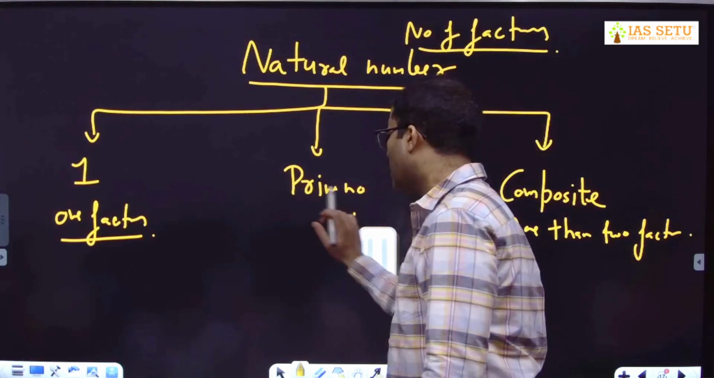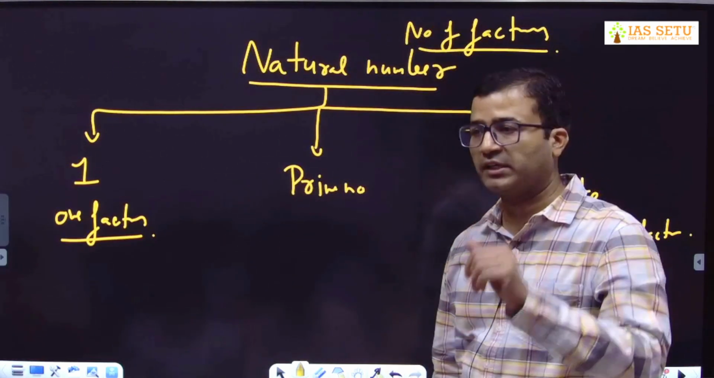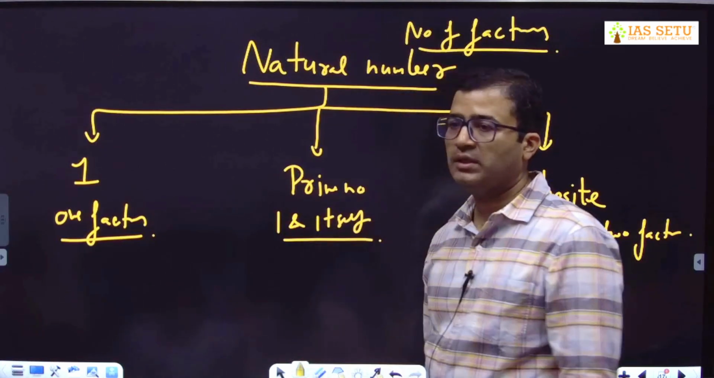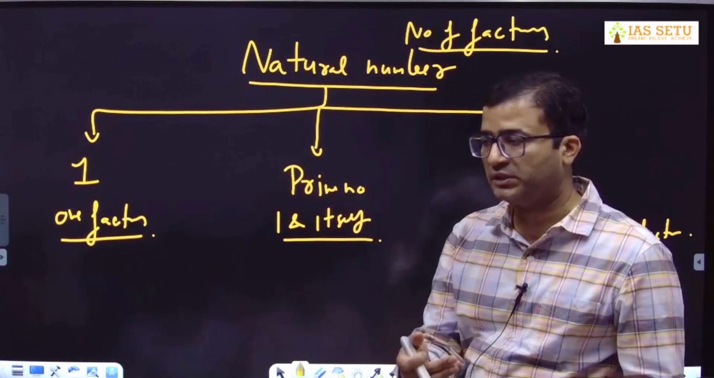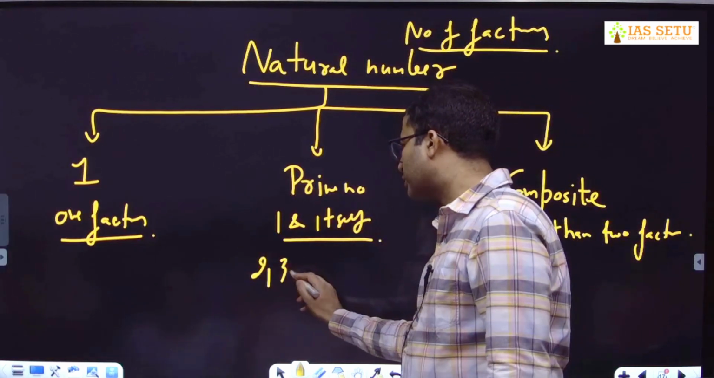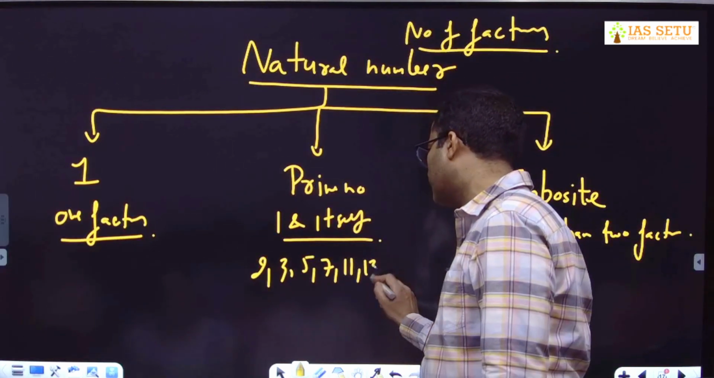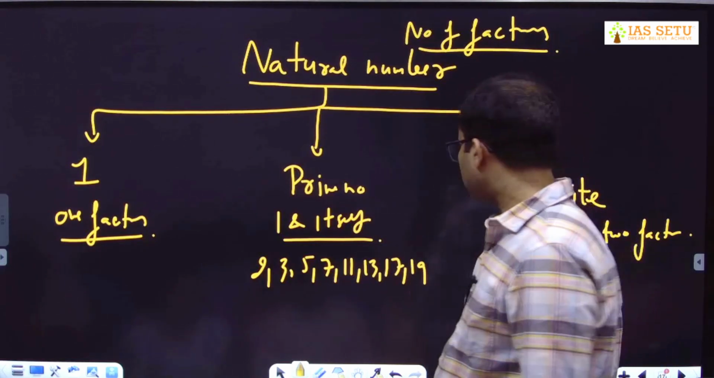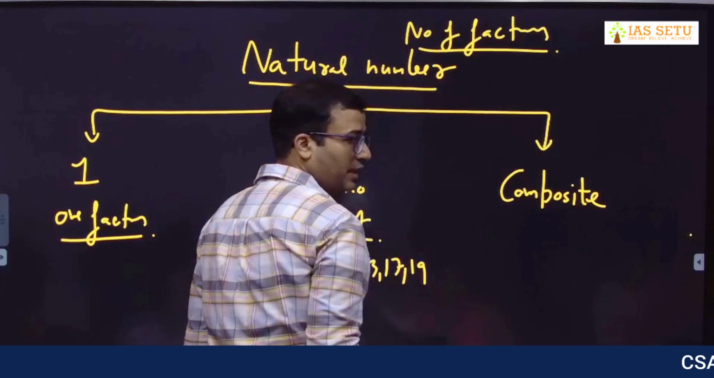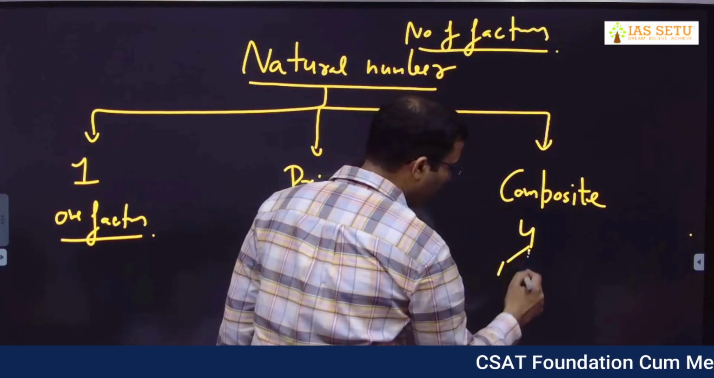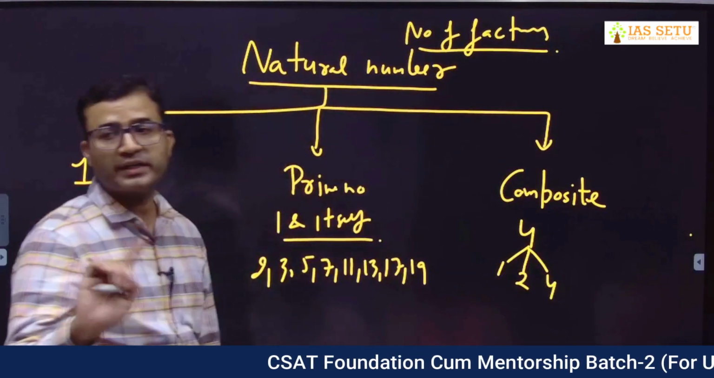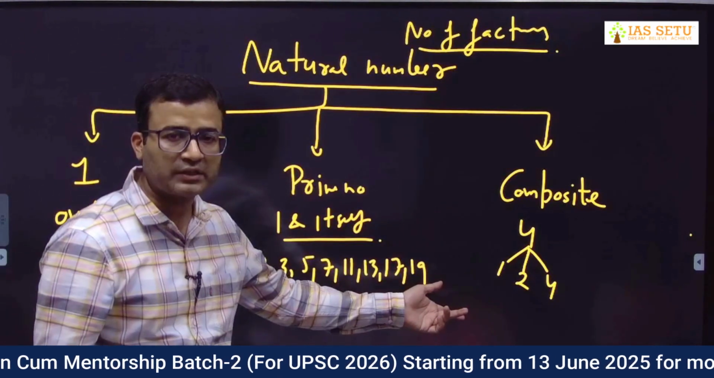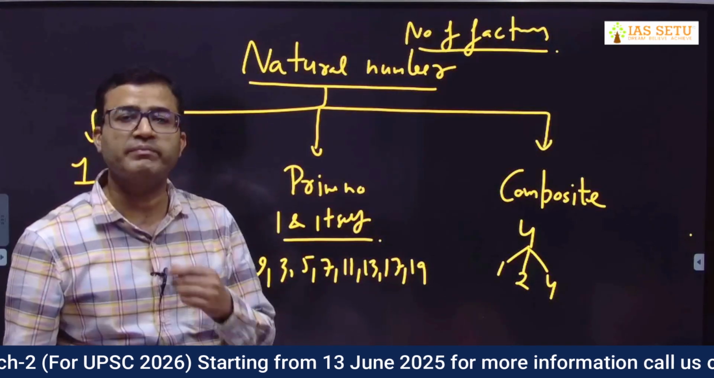फिर हमने definition दी. Prime numbers are those natural numbers which have exactly two factors, and that is 1 and itself only. पहले तो हमने categorize किया, फिर definition दी. Examples like 2, 3, 5, 7, 11, 13, 17, 19. Composite numbers are those which have more than two factors, like 4. What are the factors of 4? 1, 2, and 4. So you can't take 4 in the prime category because it has more than two factors.